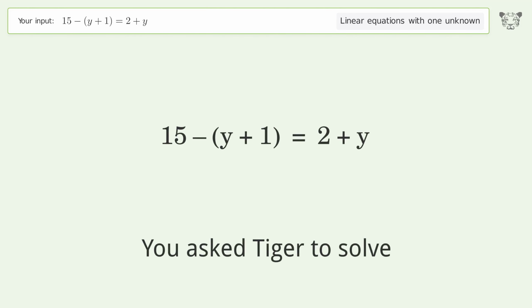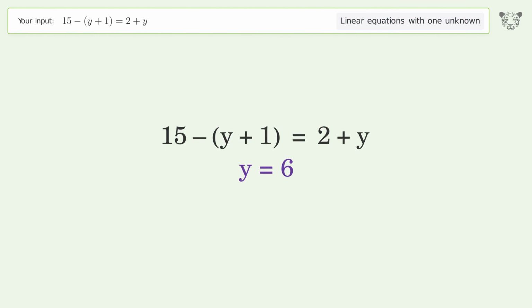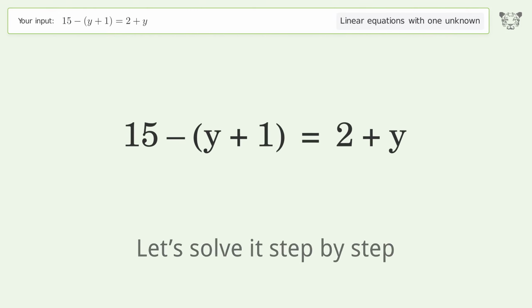You ask Tiger to solve. This deals with linear equations with one unknown. The final result is y=6. Let's solve it step by step.